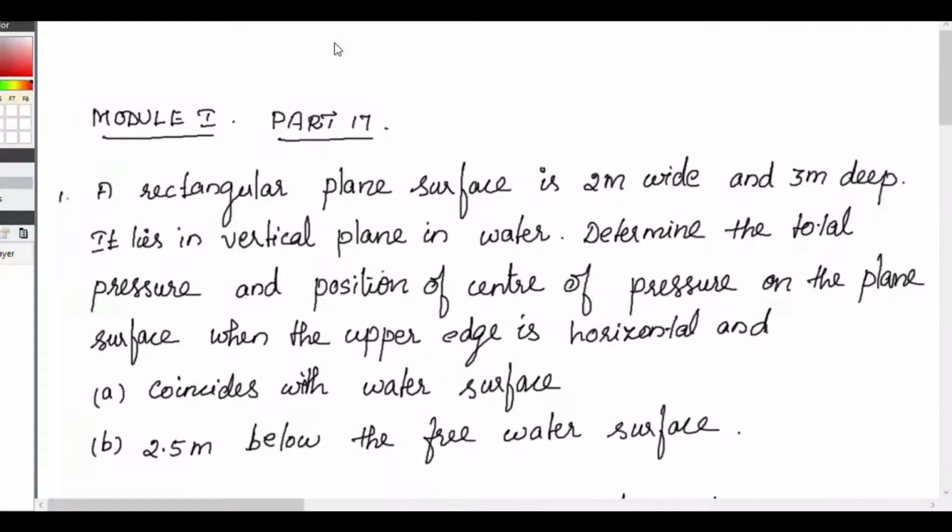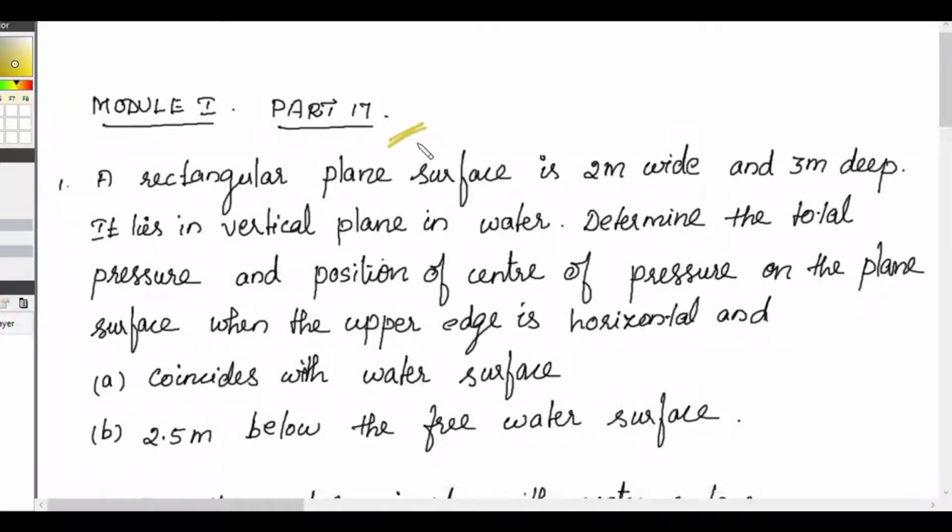Okay, welcome everybody. In today's class, let us see a few problems on the surfaces immersed inside the water body. Today we will see problems on vertical surfaces and horizontal surfaces immersed in the water body. So this is our 17th class for module 1.